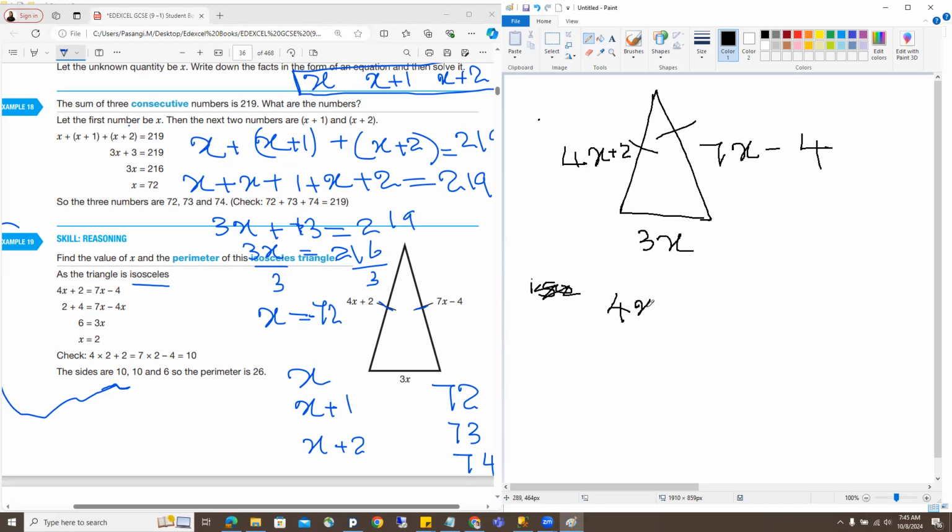Now, what can we do? We can consider 4x plus 2 equals 7x minus 4. Is it clear? These two lengths are equal, no? By simplifying and solving this entire equation, you can find the value of x. Is it clear? So how are you going to simplify? Simplify and tell me what the value of x is.